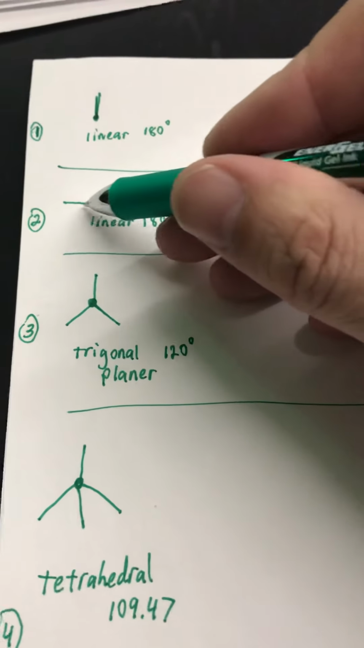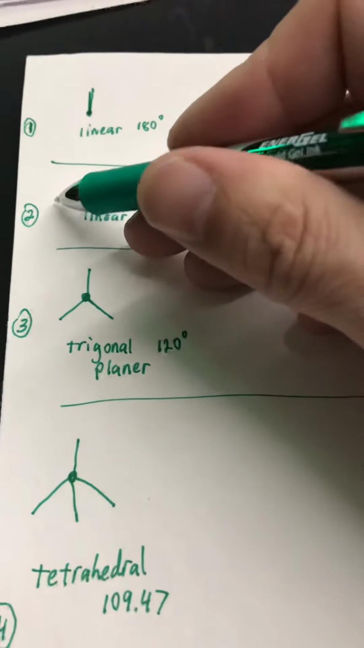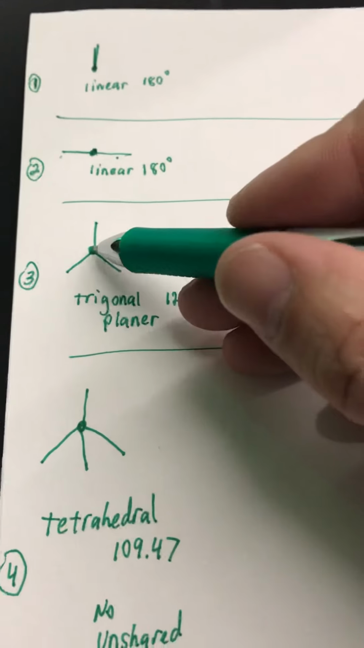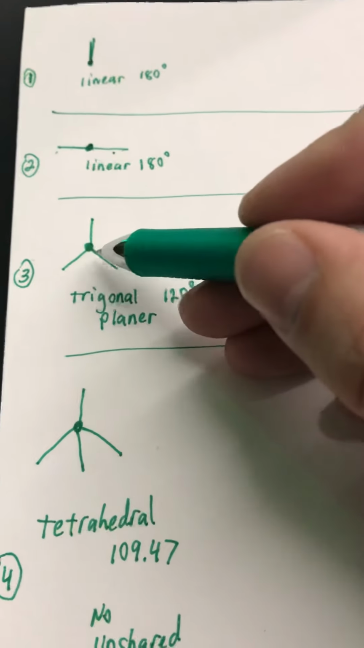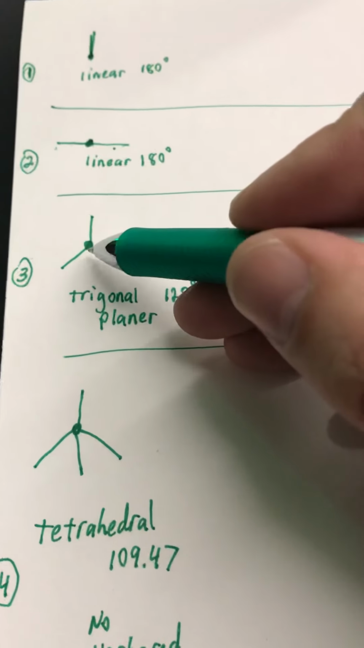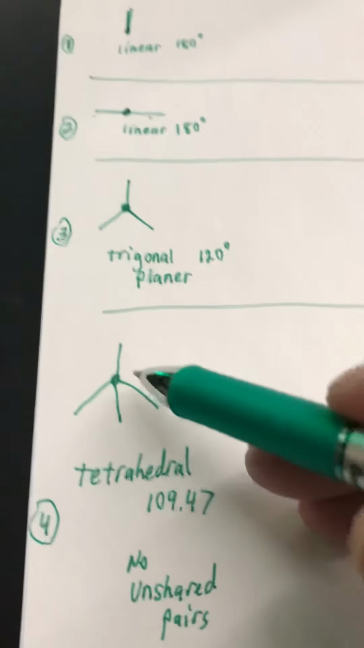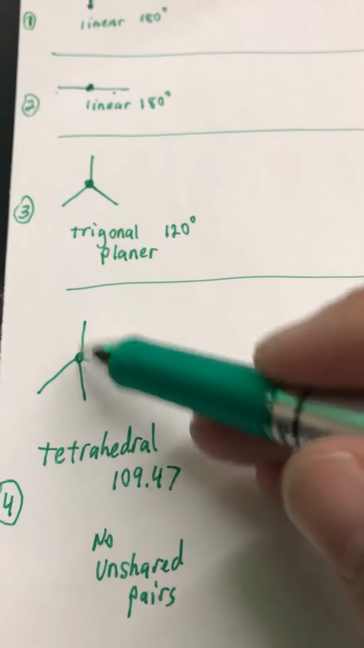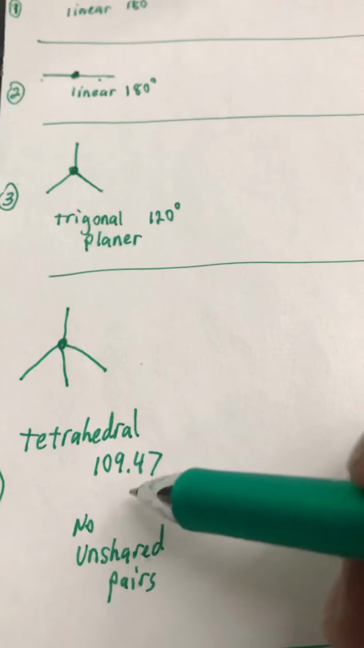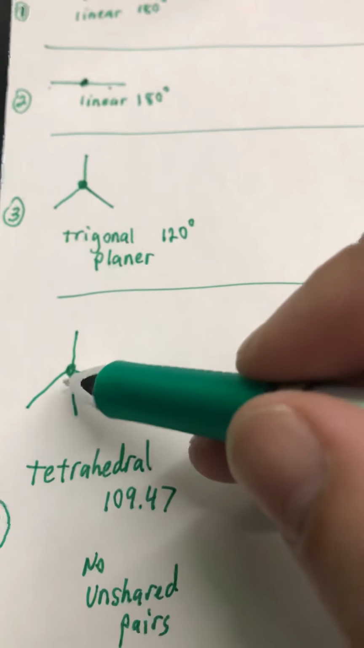If that central atom has 2 electron domains, in other words, a bond there and a bond there to another atom, that would be 180 degrees linear. If your central atom has 3 electron domains, it's going to be trigonal planar. It's going to be like a triangle if that were laying flat on the ground, 120 degrees. If there are 4 electron domains and each of them is a chemical bond, it would be tetrahedral with a bond angle of 109.47.